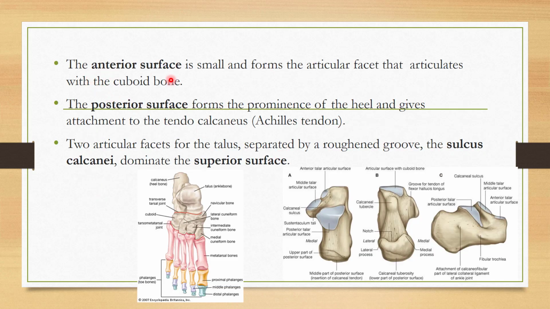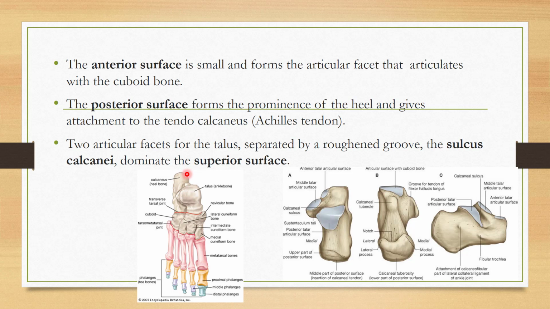First of all, the anterior surface. See here in this diagram, anteriorly the calcaneum is articulating with cuboid. So anteriorly it has an articular facet that articulates with the cuboid bone. Remember this thing. This is anterior surface. Then we have posterior surface. The posterior surface forms a prominence of the heel and it gives attachment to the tendocalcaneum or the Achilles tendon.